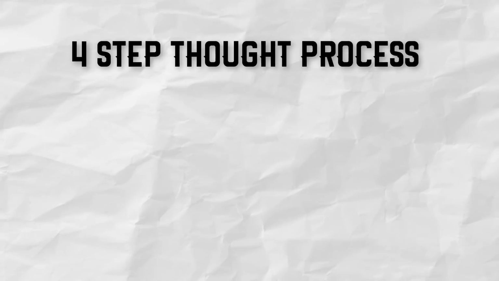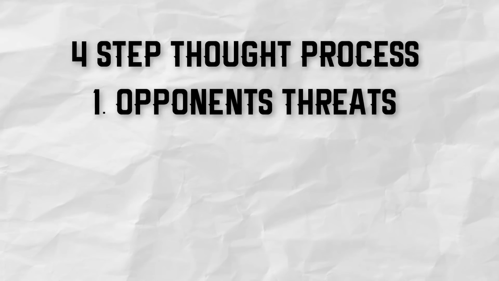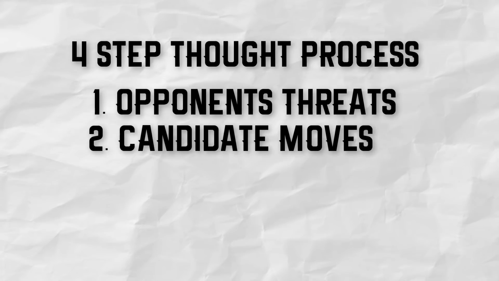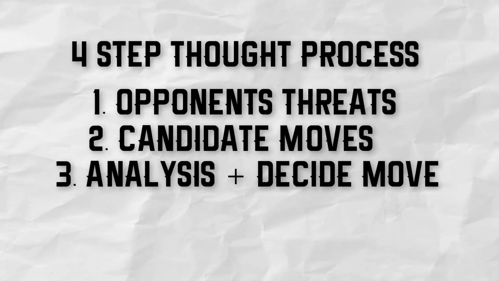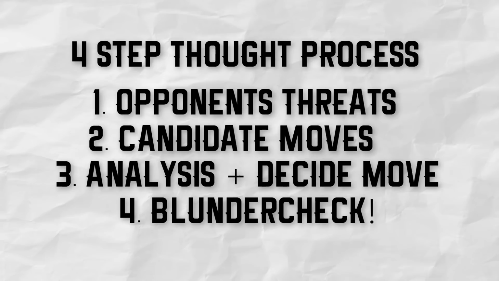So, in forming an organized thought process, we need to focus mainly on analysis. In a real game, you have 4 main steps to follow to ensure you play at a high level. Step 1 is to understand your opponent's threats and ideas. Step 2 is to use your understanding to find candidate moves, move possibilities. Step 3 is to analyze the consequences of each move and decide on your move. And step 4 is a blunder check, where you look at all the forcing replies of your opponent to make sure that it's not a blunder. And then you make your move.